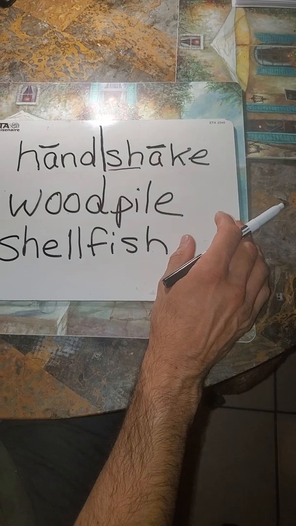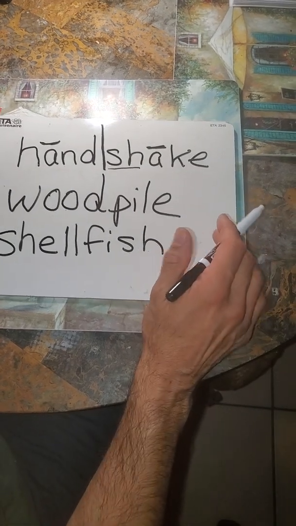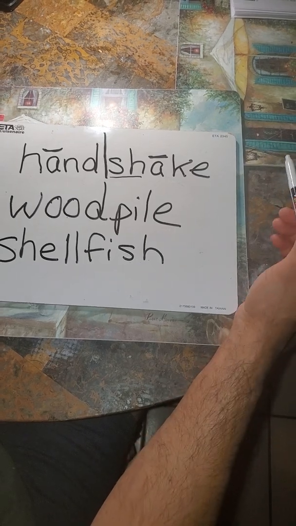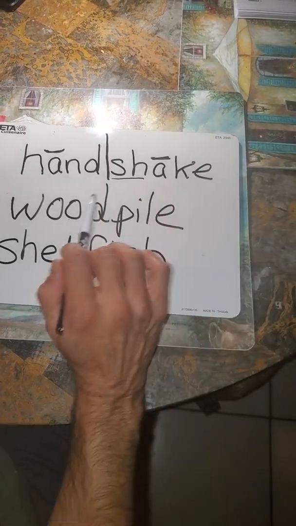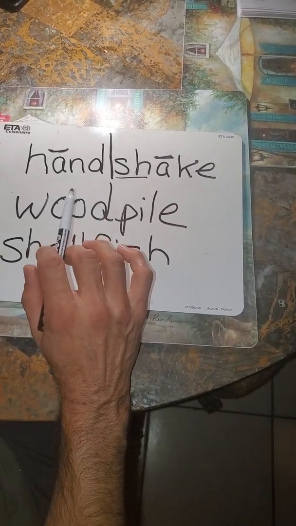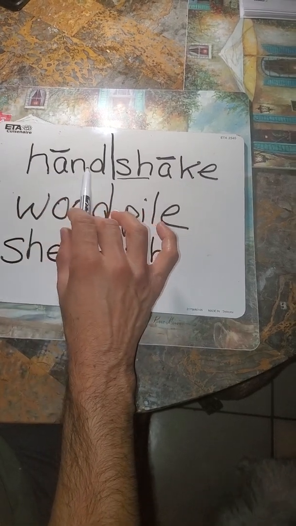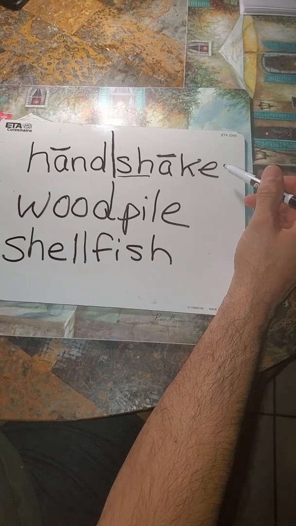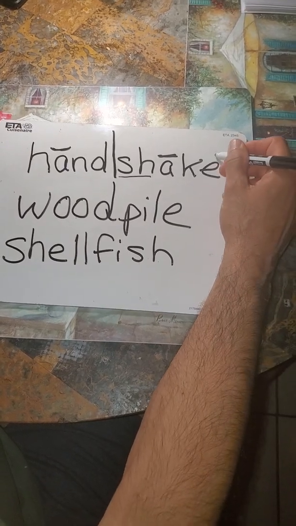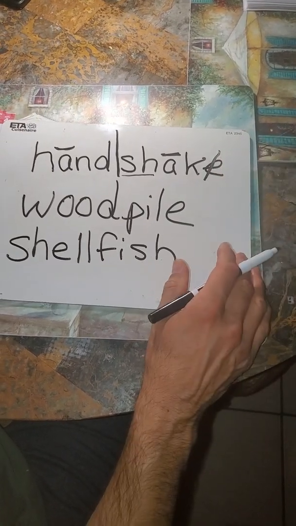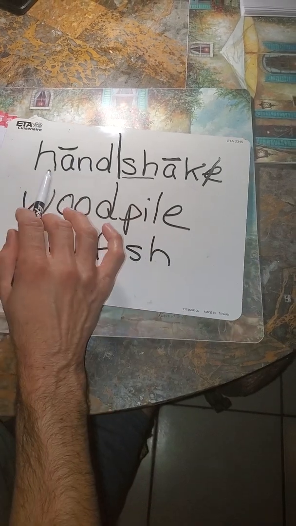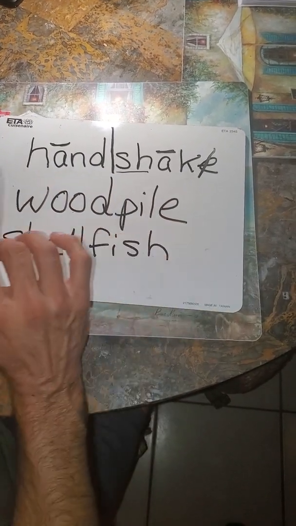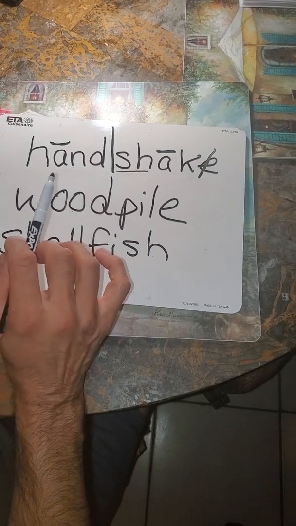Long sound, long vowel. Now recall, we've been studying silent letters. So in this situation, at the end, can you hear the last letter? Hand, shake. Can you hear the E? No, you can't. So we're going to go ahead and cross it out. So this word is handshake, composed of two separate words into one word.